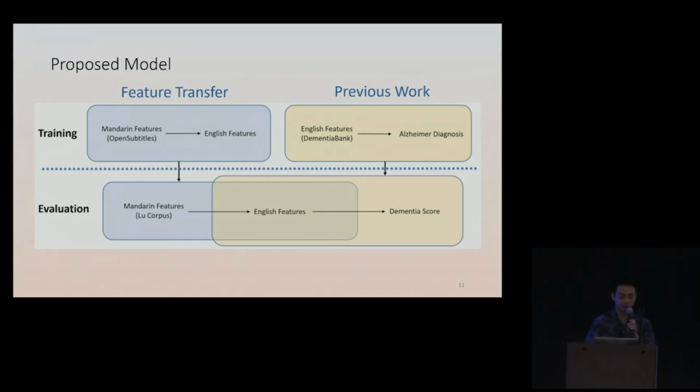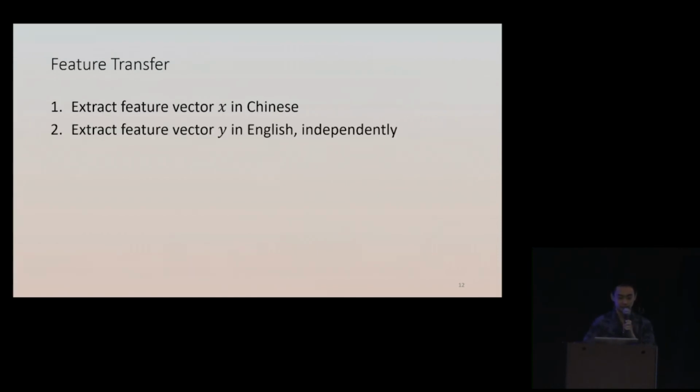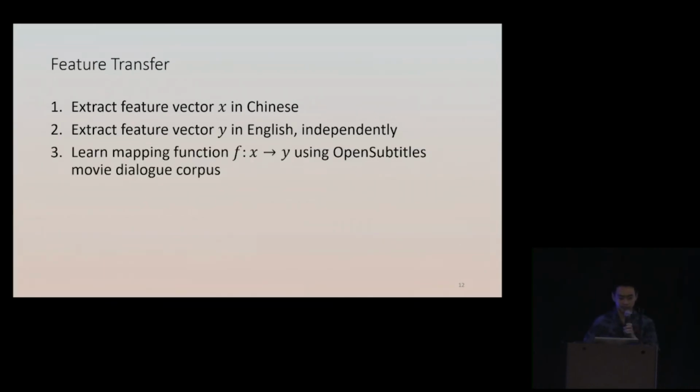Now let's talk about the feature transfer model, which is the first part of the model here. So first, we extract a feature vector x in Chinese. And next, we extract some feature vector y in English independently from the feature extraction in Chinese. And then we learn a mapping function that goes from x to y using the out-of-domain movie subtitles corpus. And this is a multi-output regression problem.